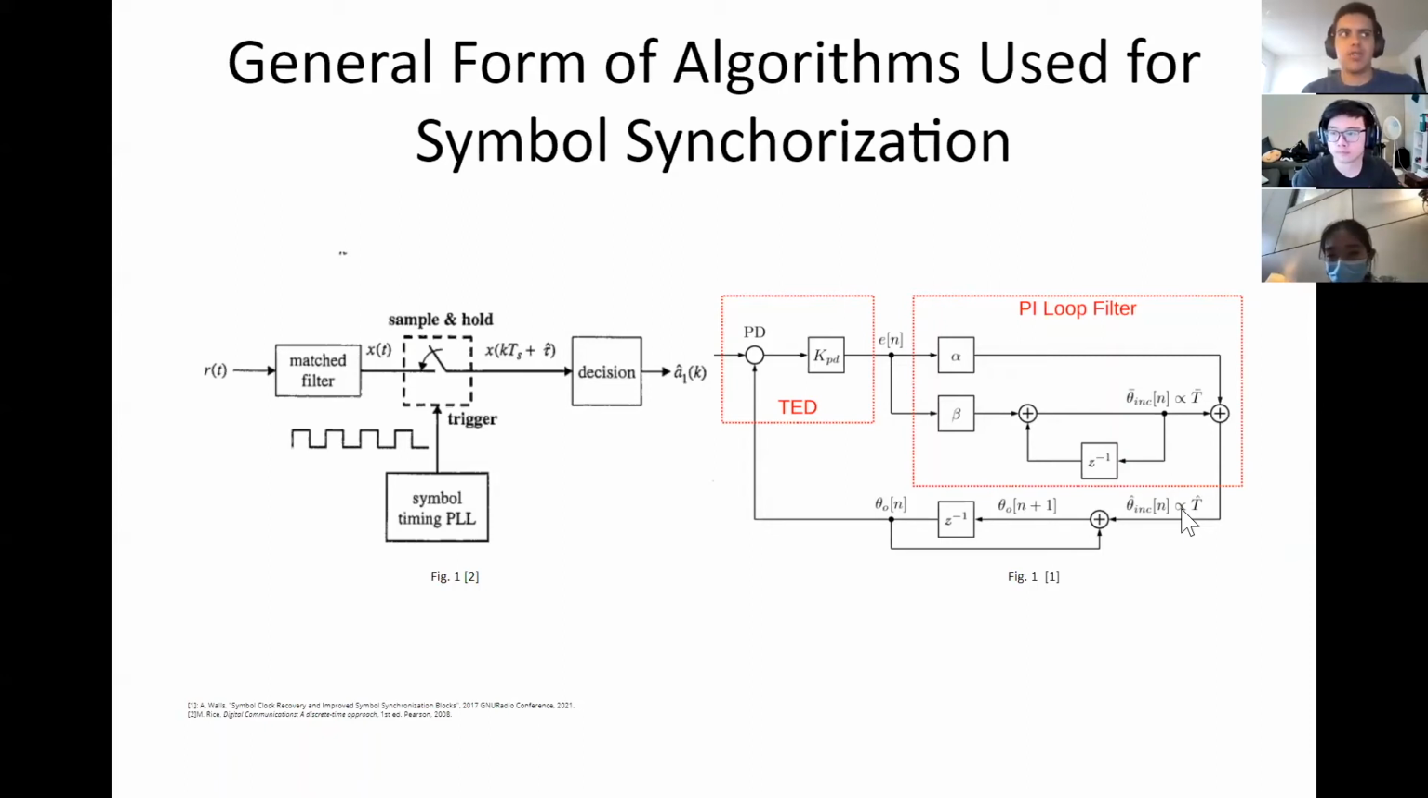Figure 2 shows the structure of an example phase-locked loop, which features a TED, or timing error detector, and a filter, which aims to minimize the error iteratively to 0. Not shown on this diagram is the interpolating resampler, which is what is used to iteratively shift the received signal in time.